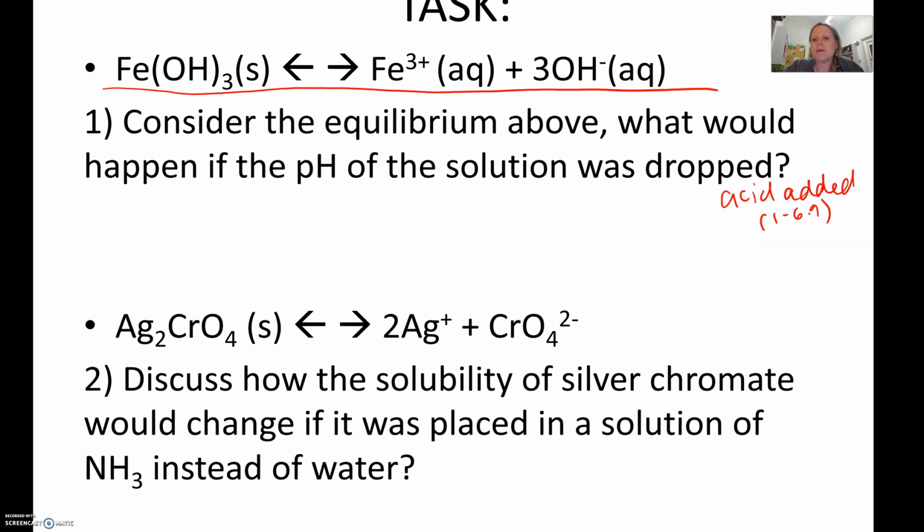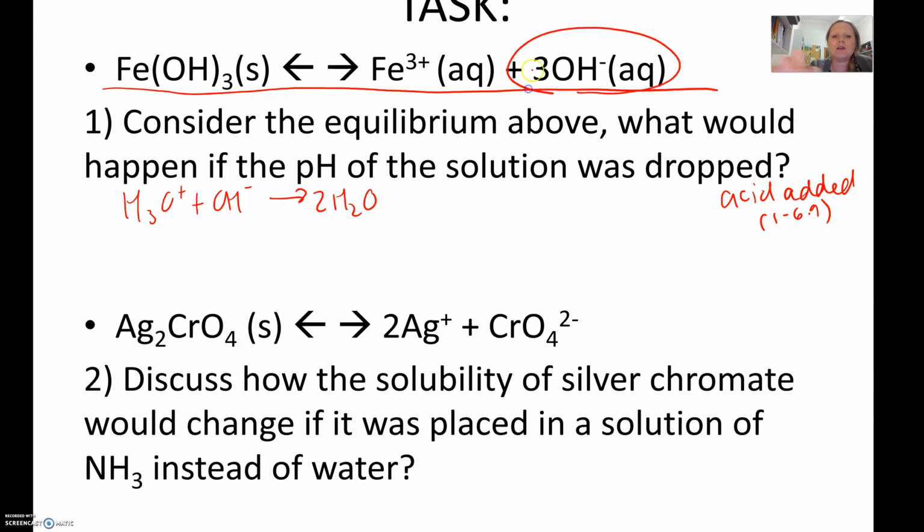And so that's what they're meaning. So they're adding an acid. So if we add an acid to this reaction, what's going to happen is the H3O+ particles that we add are going to react with OH- to produce two waters. Now, if that happens, the concentration of our OH- ions in our equilibrium is going to decrease.